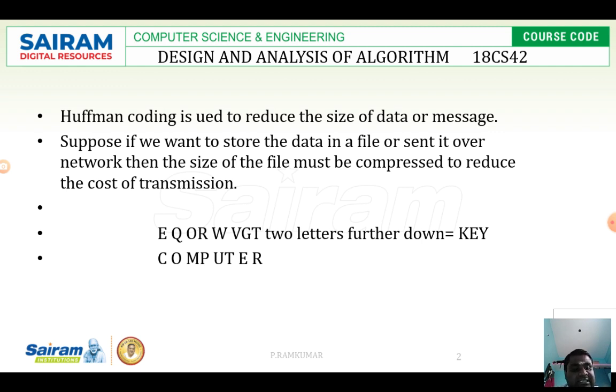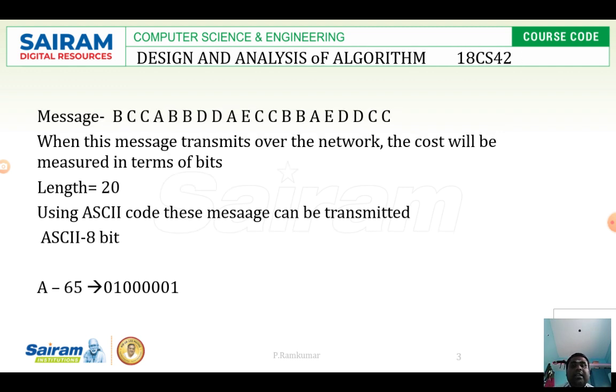When a sender transmits the word computer from one place to another, along with that message, the sender also needs to attach the key value. The key value gives the mechanism for decryption. So when the receiver receives this message, the receiver can easily understand what the sender has sent with the help of the key. So the key is also very important for data transmission. Next, I will discuss Huffman trees and coding.